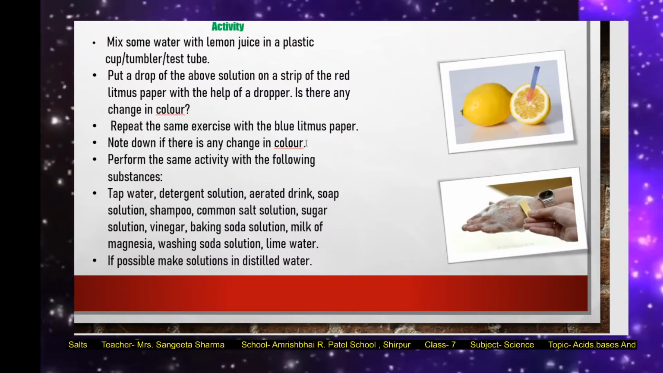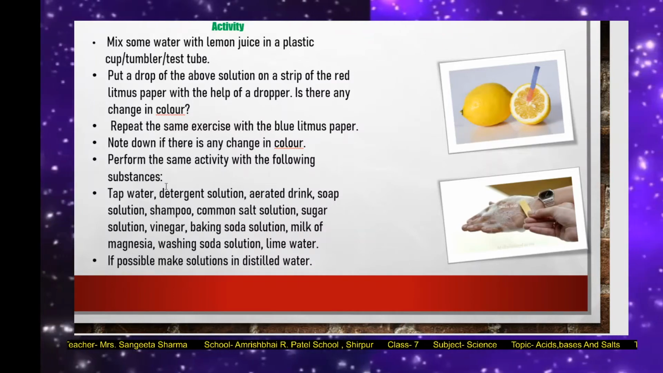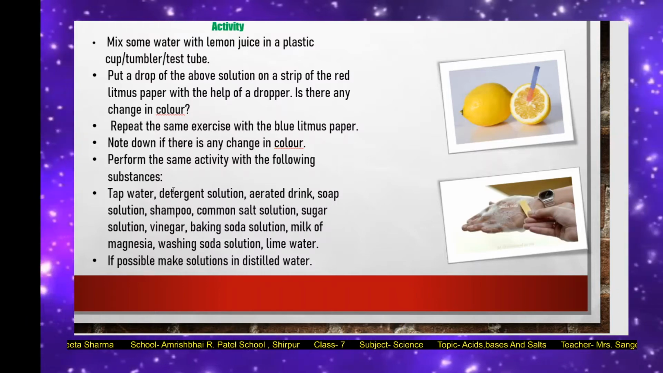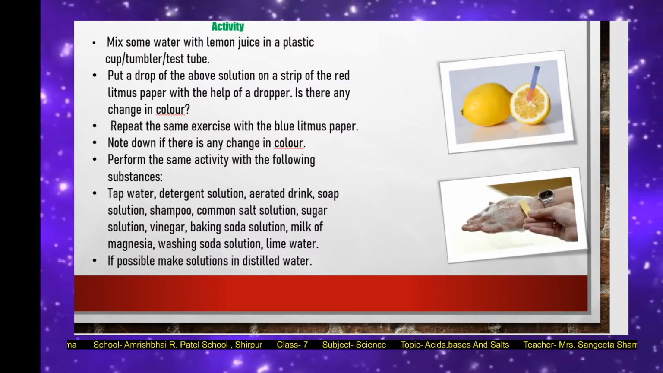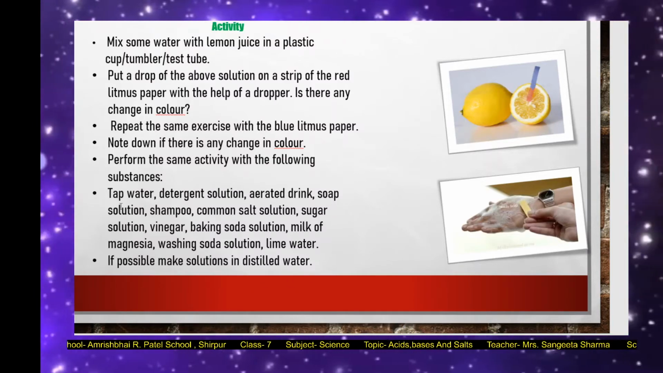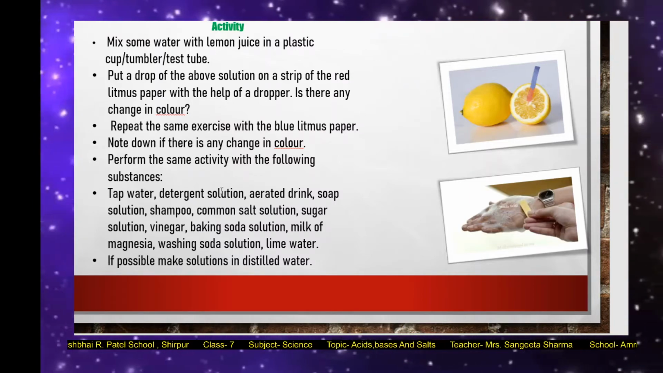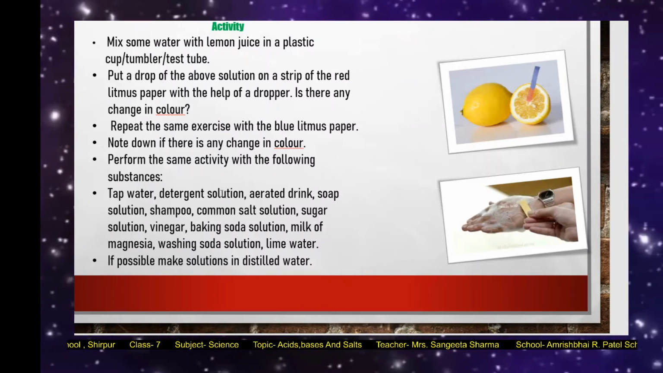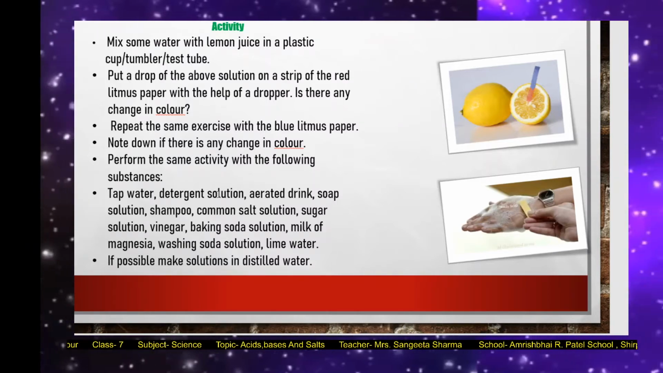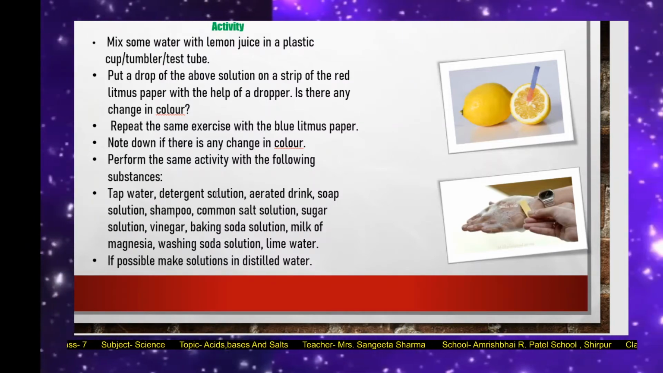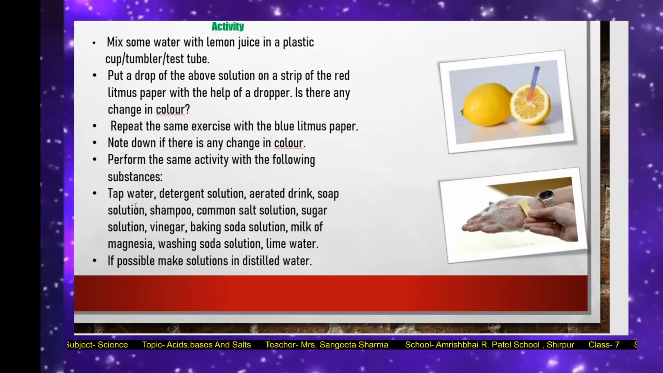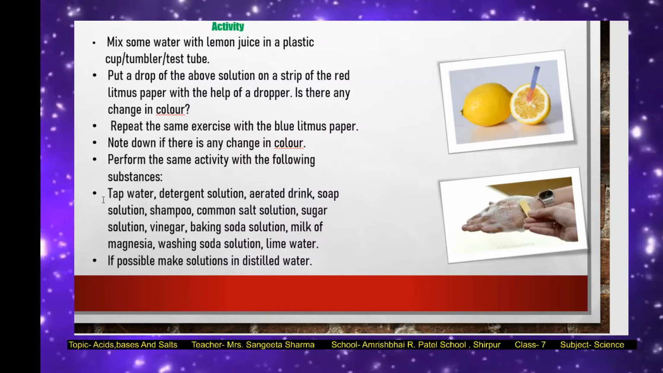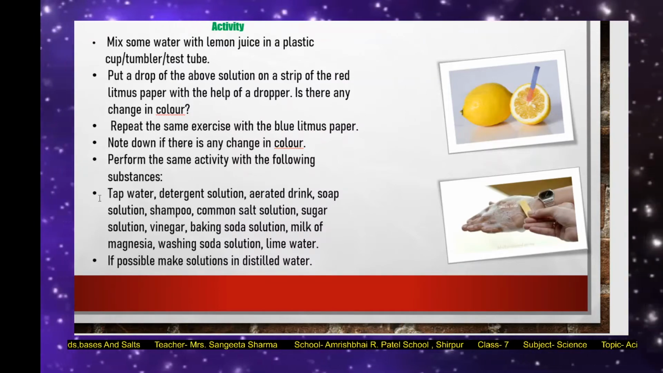If there is any change in both the cases, you will note it down in the table given on the next slide. You can use different solutions given here. You can use tap water, detergent solution, anything if you want to know whether the solution is acidic or basic. But remember one thing, you have to use a solution. You will not use any powder, because in the dry, solid state, it will not give the test. So you have to use a solution.